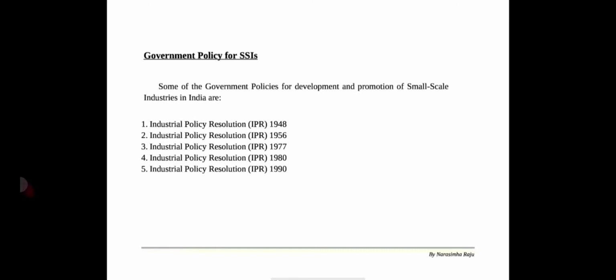And under this IPR 1990, delicensing was implemented for all new units with investment of 25 crores in fixed assets in non-backward areas and 75 crores in centrally notified backward areas. Similarly, delicensing shall be implemented in case of 100% export-oriented units set up in export processing zones, that is EPZs, up to an investment ceiling of 75 lakhs. These are the various government policies for SSIs implemented in India.